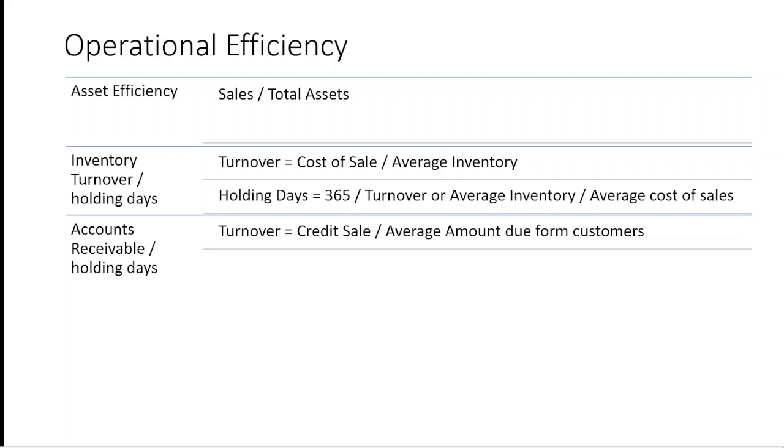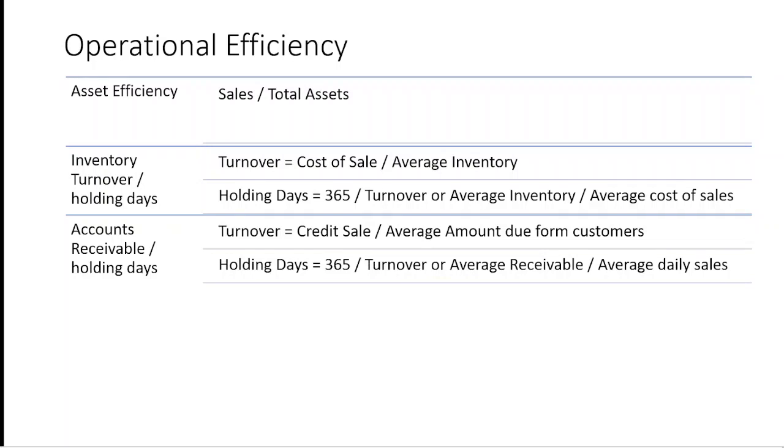Credit sale is usually not available from the profit and loss statement. So we use total sales also, because we don't know the credit sales. But if you are doing internal calculations for internal purposes, you will be able to know the credit sales easily, so you can collect that.